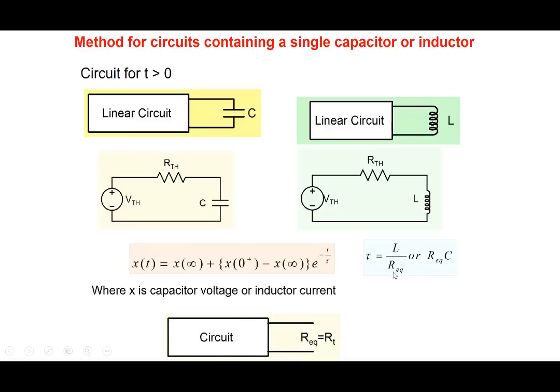And R equivalent, we have seen that you can find it in many cases, if there are no dependent sources, by simply removing all the independent sources, and the net resistance between these two nodes becomes the R equivalent or R Thevenin. So a more complicated circuit can be analyzed by the methods we've already studied. The simple RC charging circuit and the simple RL circuit, all the results of those circuits can be applied to more complicated circuits.